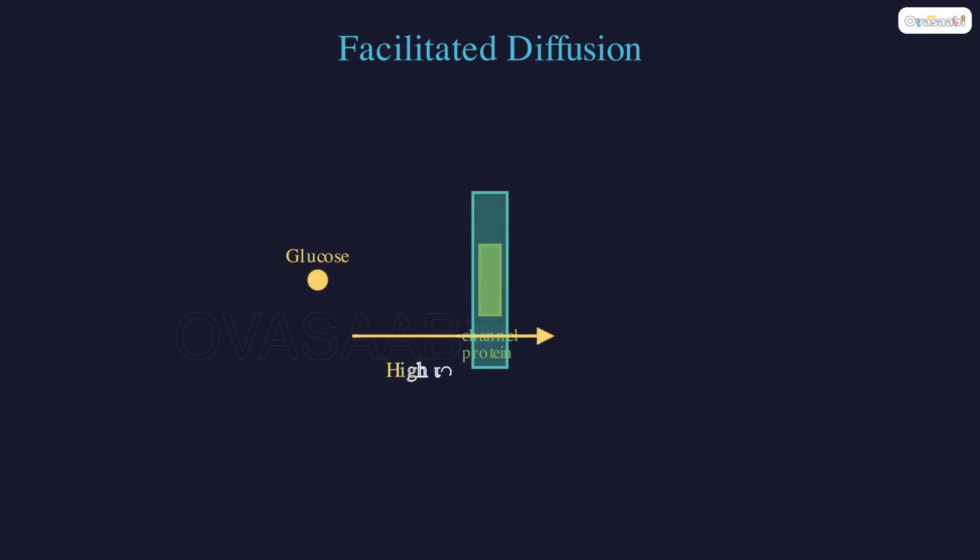Facilitated transport uses protein channels to help large molecules cross. Still high to low concentration, still no energy needed.